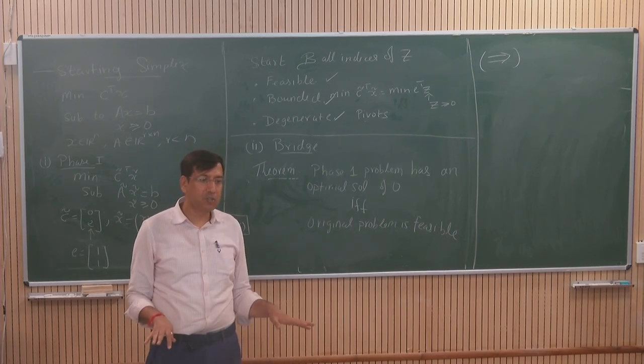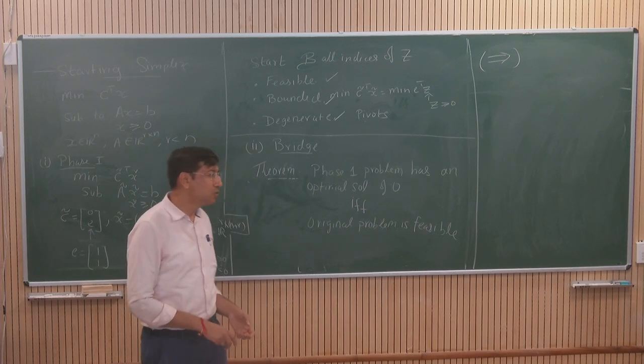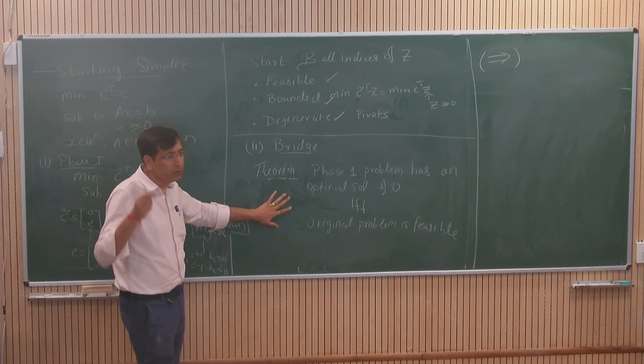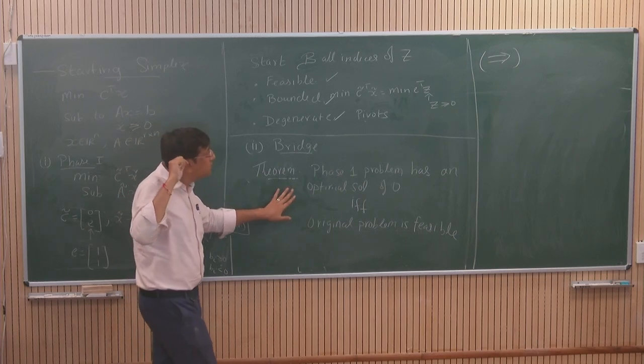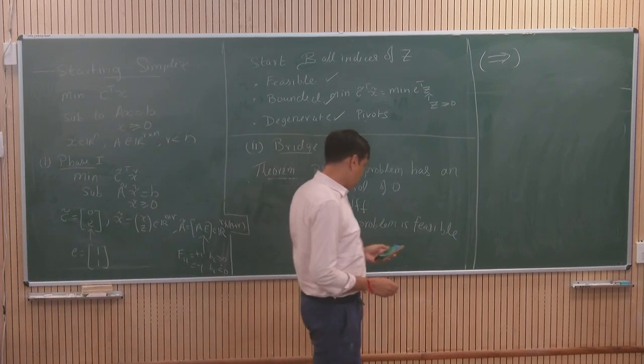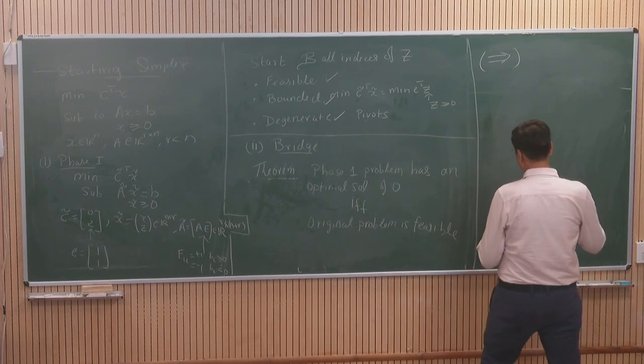We'll tell you all of this today, and I will not leave it open. So let's first try to prove this. We'll prove it in both directions. The proof is not too deep. So we'll do the first direction. The first direction says that the phase 1 problem has an optimal solution 0.